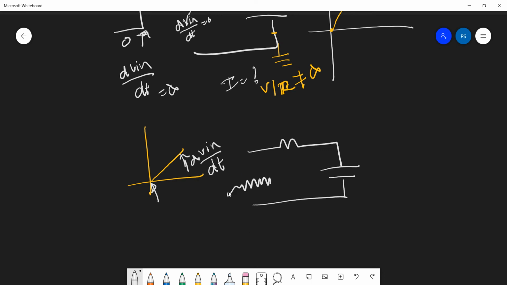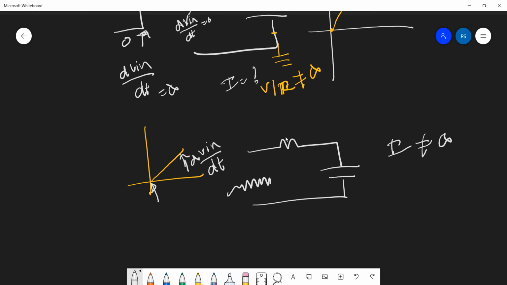Okay, it means the circuit will require some time to respond. It cannot respond instantaneously because it has its own time constant. And also we know that for this case, one hint is, can there be an infinite current if you apply this type of signal? No, the answer is no. So I is not equal to infinity. It means the capacitor cannot charge instantaneously.